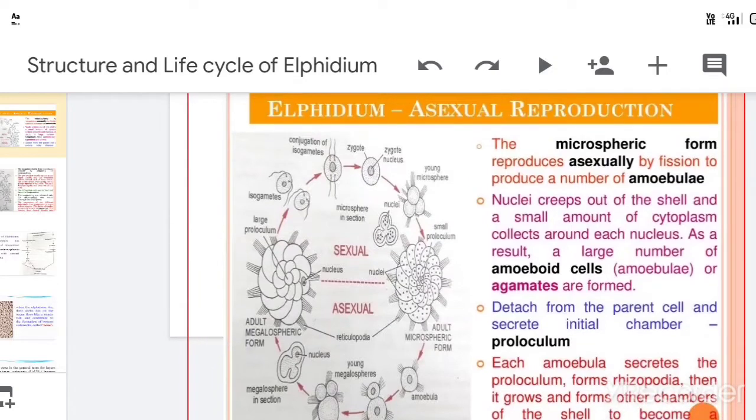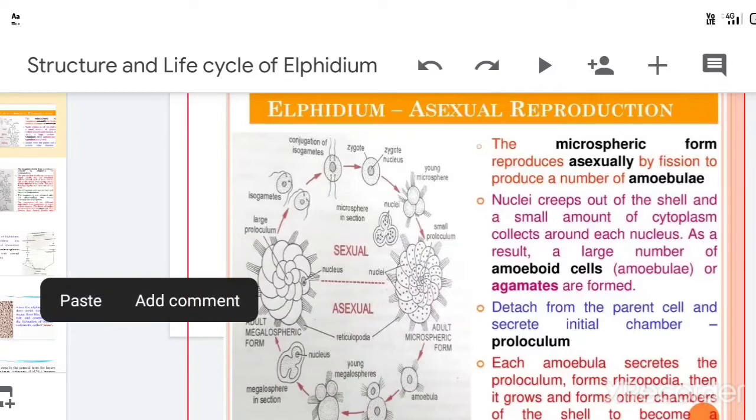Asexual reproduction is also called schizogony. In this process, the microspheric form reproduces asexually by fission in order to form the megalospheric form. Here the microspheric form is called the schizont. It reproduces asexually by fission to produce a number of amoebulae. Nuclei creep out of the shell and a small amount of cytoplasm collects around each nucleus. As a result, a large number of amoeboid cells or gametes are formed, which are different in structure and size.